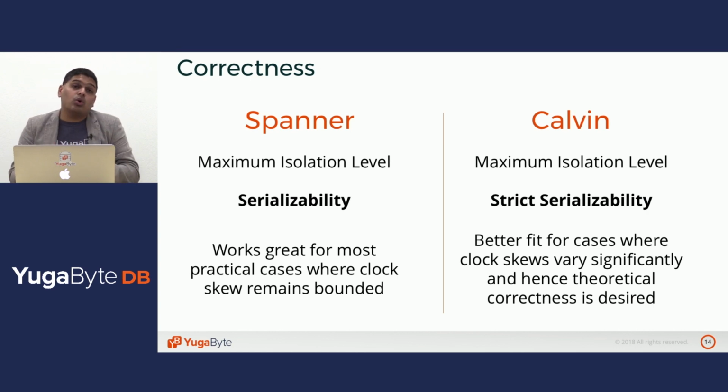Calvin, on the other hand, has no dependency on the clock skew, and as a result is able to support strict serializability through its global consensus approach. Now, if your environment is very much dependent on clock skews and the need to track it from very close quarters, then you may require the theoretical correctness guarantees that Calvin espouses, whereas Spanner is a very practical system.